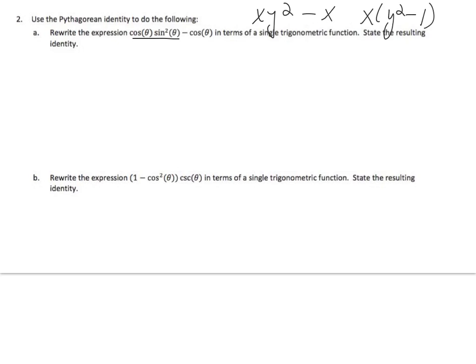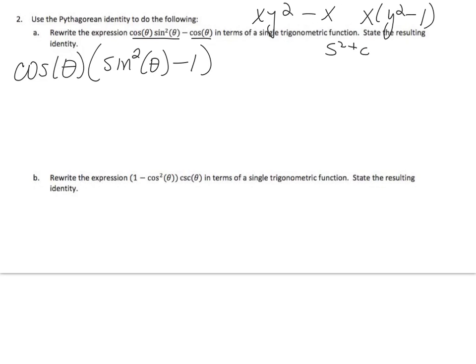So this term has a cosine and this term has a cosine. I'm going to take the cosine theta and factor it out, and I'm left with sine squared theta minus 1. And that right there is our Pythagorean identity. Sine squared plus cosine squared equals 1.